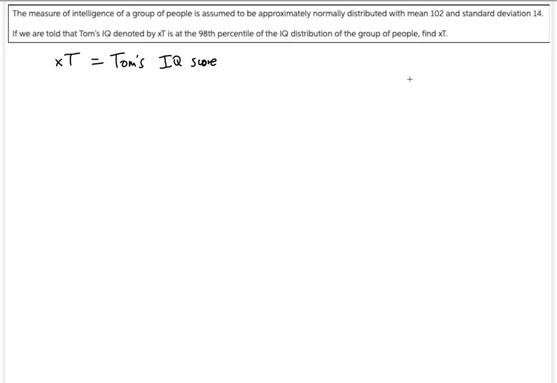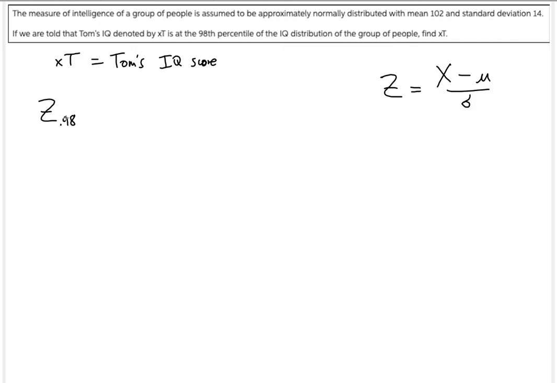Recall that we can use the equation Z is equal to x minus mu divided by standard deviation. Notice that x in this case is going to be the unknown, Tom's IQ score. And we need to find the value of the z in order to solve for the unknown. The value of the z will be the value that corresponds to the 98th percentile. So we're going to mark it as 0.98. The 98th percentile in decimals is 0.98 because you divide 98 by 100.